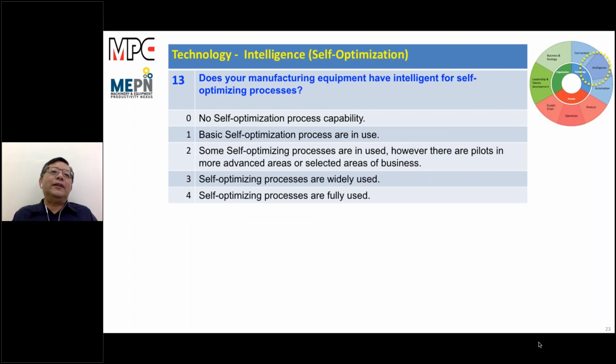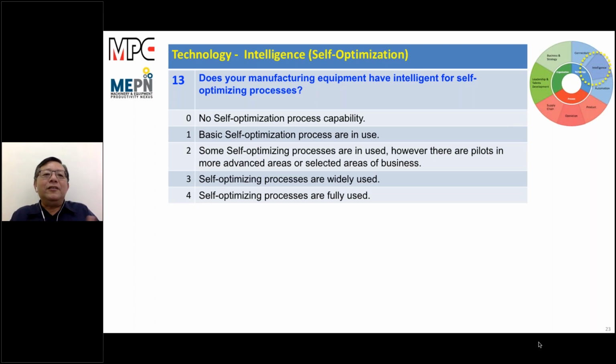Question number 13 is talking about intelligence for self-optimization. This is to review some ideas about how the manufacturing system can self-optimize. The question asks, does your manufacturing equipment have intelligence for self-optimization of the process? Do they know how to self-optimize or not, especially when your process takes certain times? For example, in some processes you need to heat up the chambers and all that, then the thing can happen.